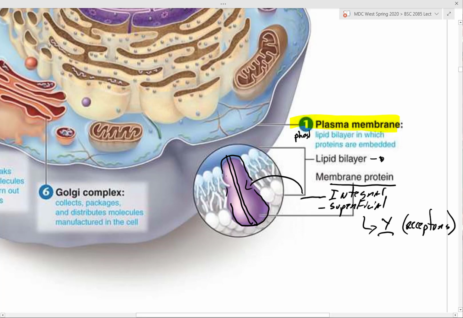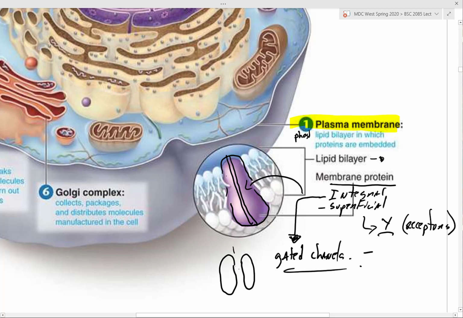So the next one that we're going to talk about is the integral protein. So integrals, these are going to be known as what? We talked about it too. These are going to be called gated channels. And the gated channels can come in different forms. The gated channels have a gate, and all they're talking about is this. You can see that the channel is here, correct? There's a channel created there in the middle. The gate is just that it has a door or a trap door.